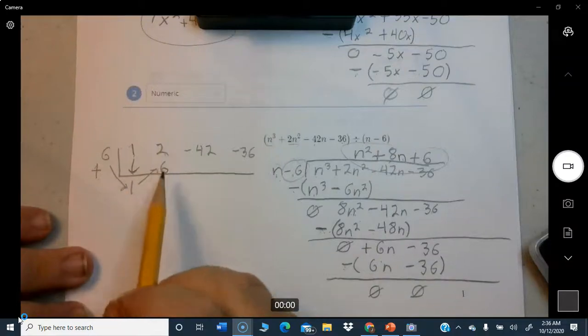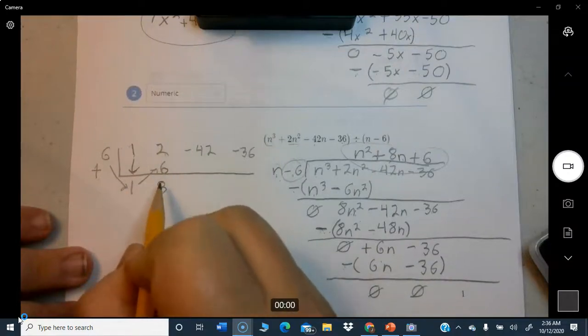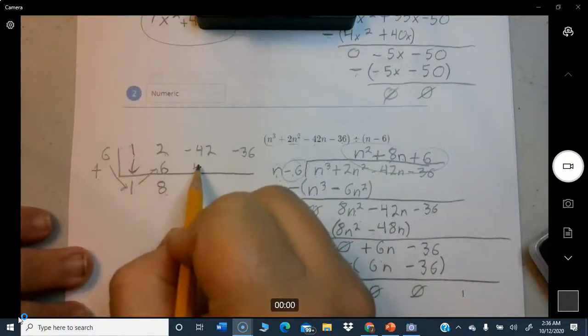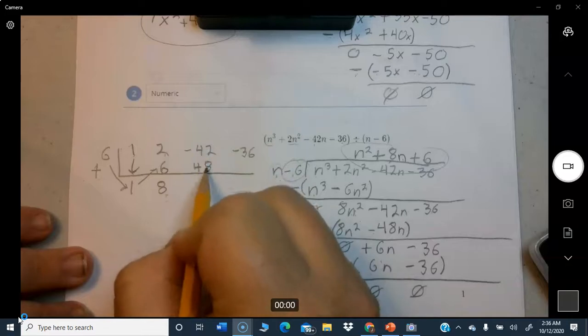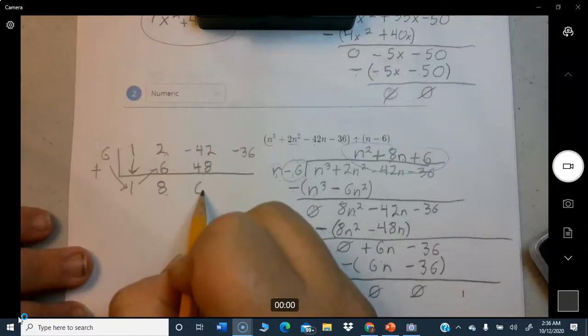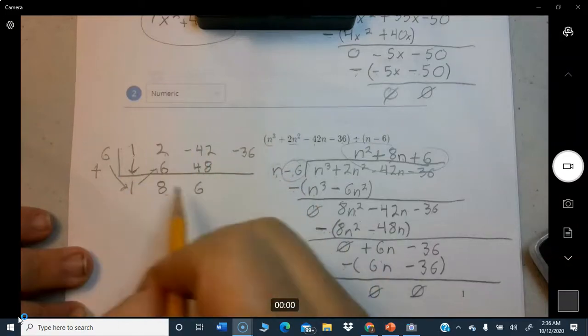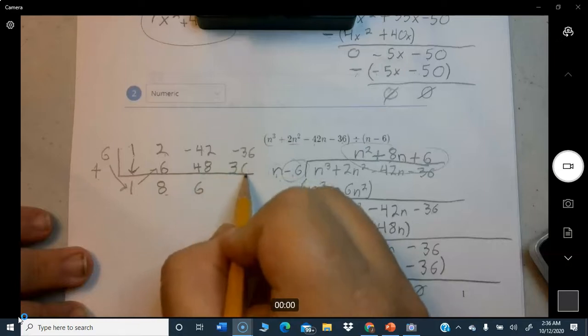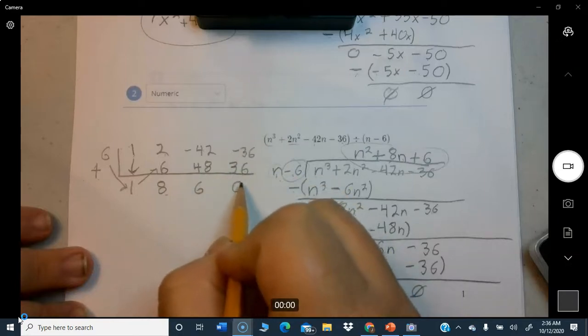You're adding. So 2 plus 6 is 8. 6 times 8 is 48. Negative 42 plus 48 is positive 6. 6 times 6 is 36. Negative 36 plus 36 is 0.